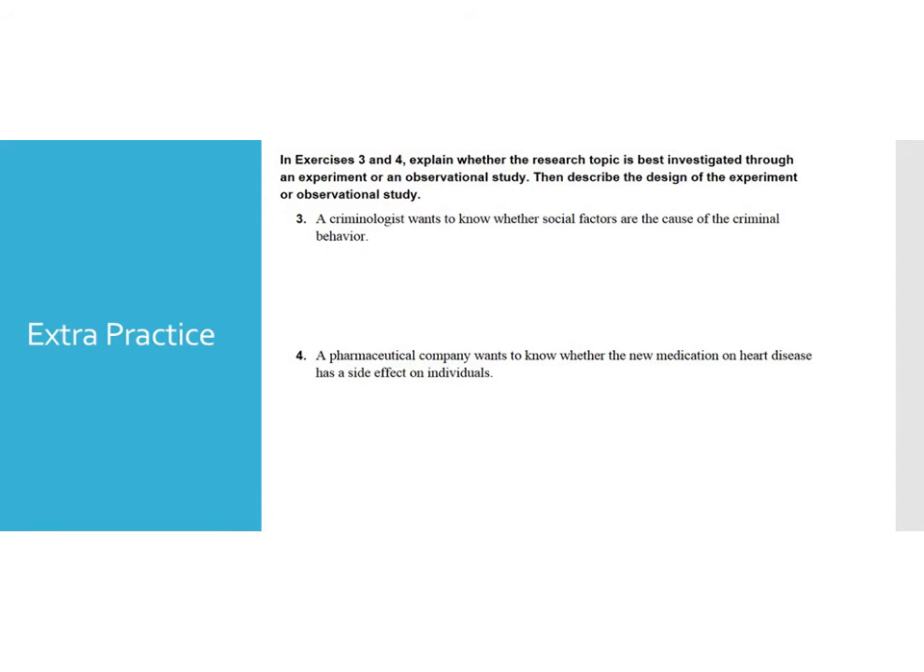So last we're going to look at examples 3 and 4. Explain whether the research topic is best investigated through an experiment or an observational study, and then describe an experiment or observational study. The first thing we want to look at is a criminologist wants to know whether social factors are the cause of criminal behavior. Would you rather set up an experiment for that or do an observational study? Probably an observational study, because if you take them out of their environment, they might not behave the same way.